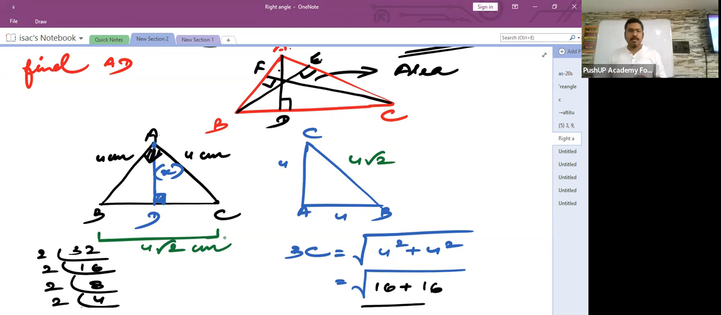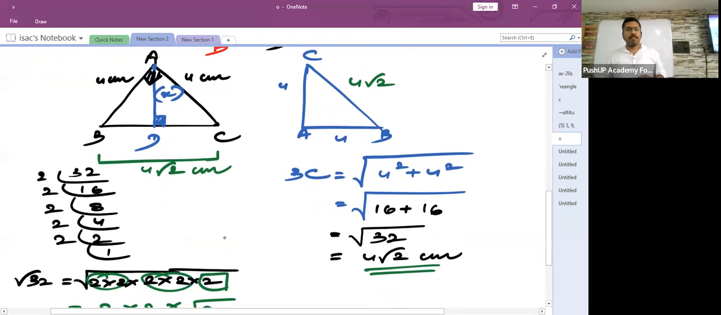So BC is equal to 4 root 2. Now, children, my next point is, I had to find the value of AD. The value of AD.